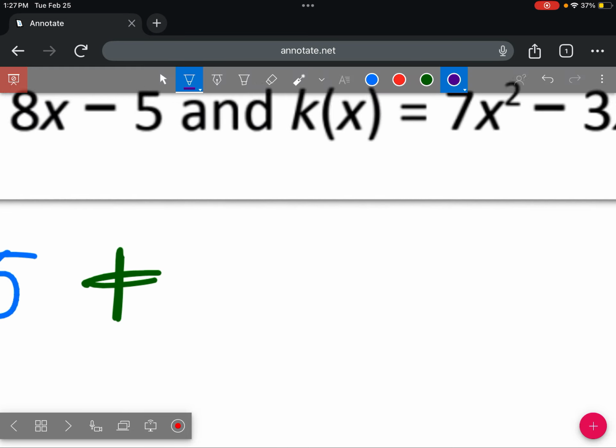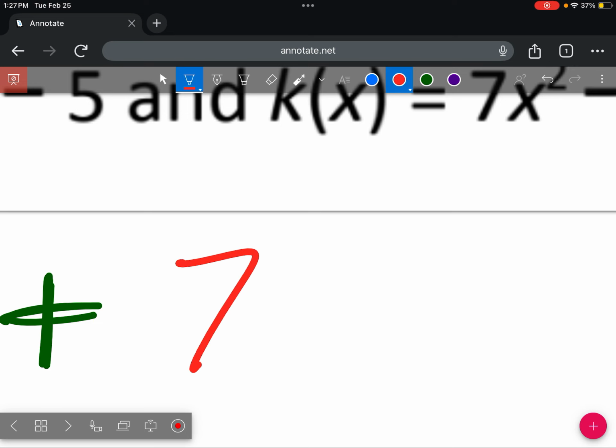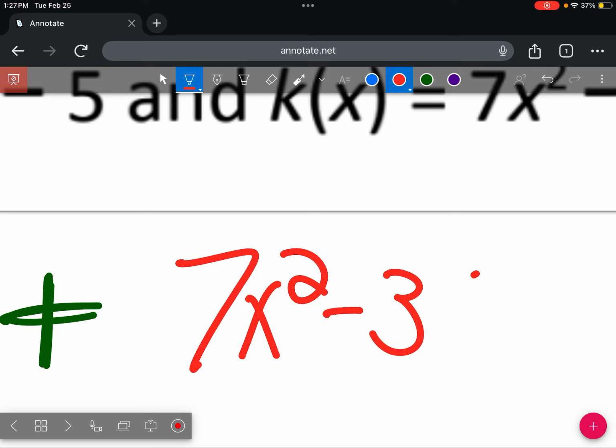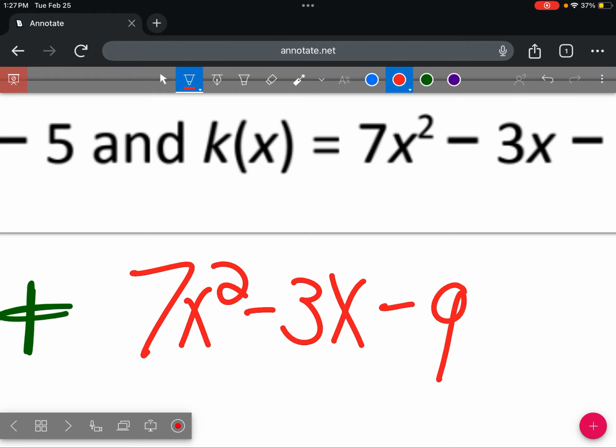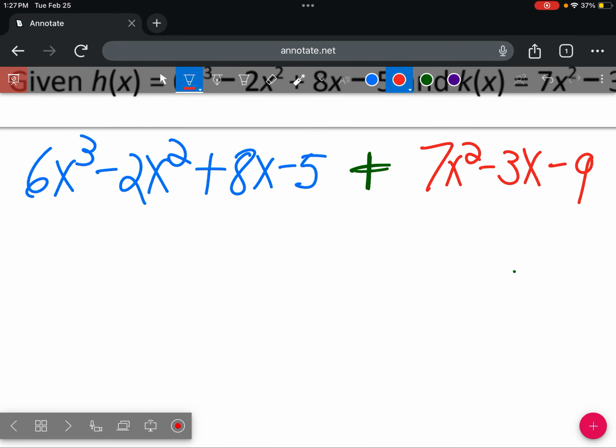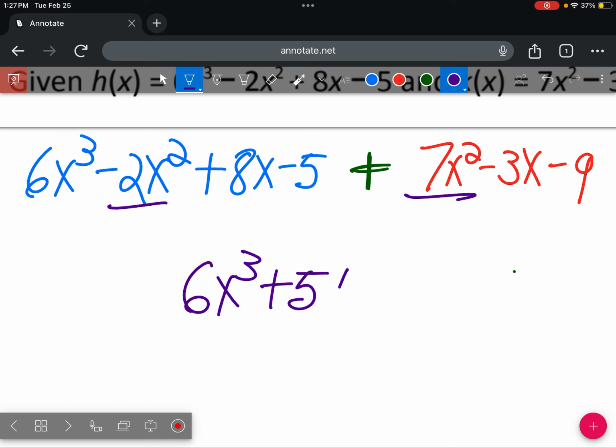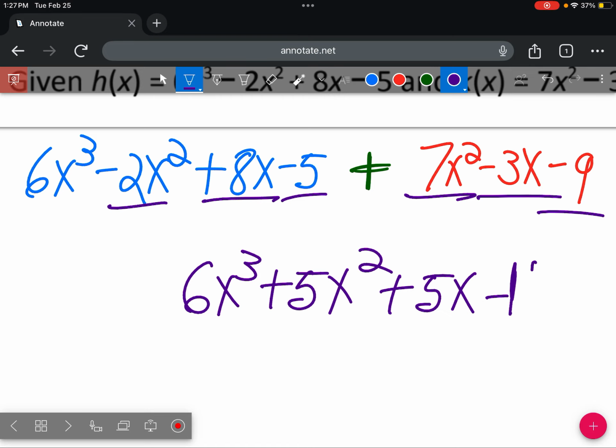We don't have to worry about changing anything. 7x squared minus 3x minus 9. You could just look for the like terms. I see only one 6x to the third, so I know it's that. Then I see a negative 2 and a positive 7 to give me a positive 5x squared. 8x minus 3x is positive 5x. And negative 5 and negative 9 give me a negative 14.